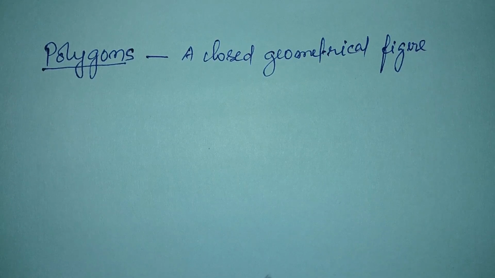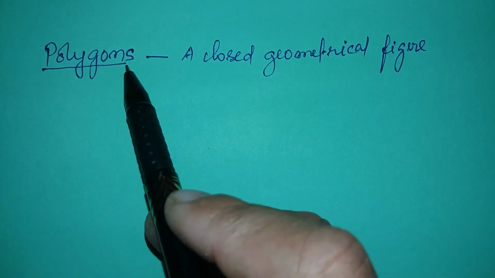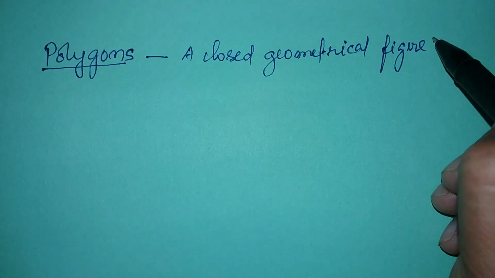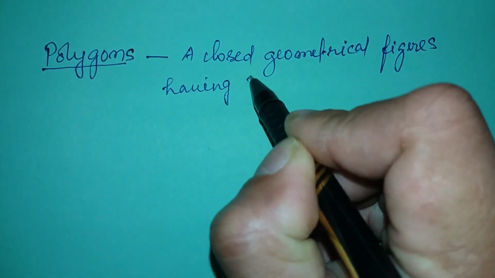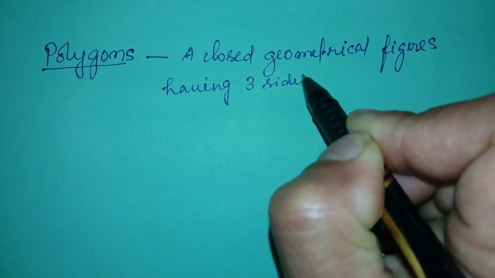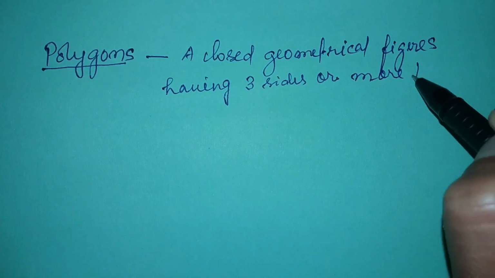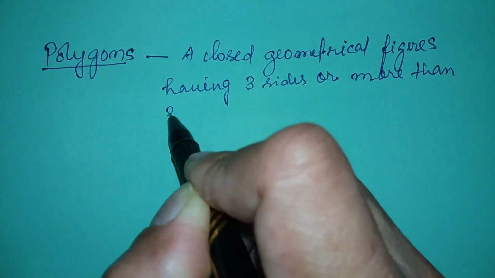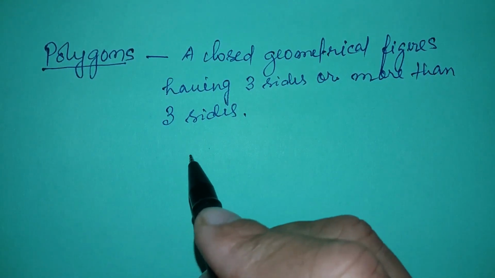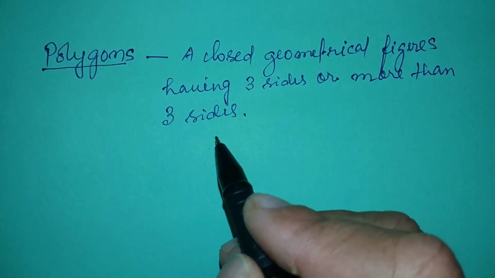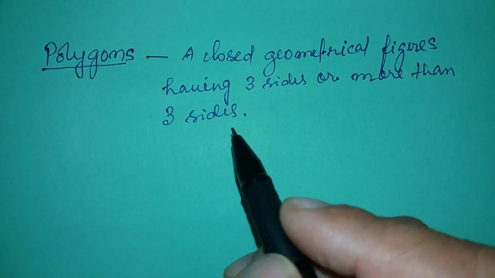Now let's see similarity of polygons. Polygons are nothing but closed geometrical figures having three sides or more than three sides. For example, a triangle is a polygon having three sides, and quadrilaterals are polygons having four sides.